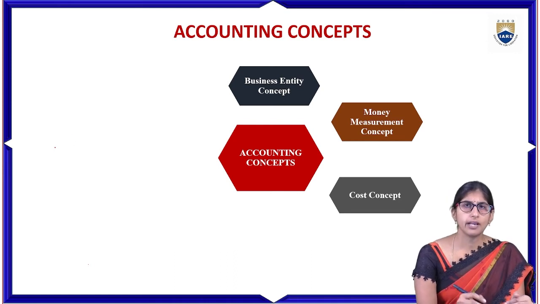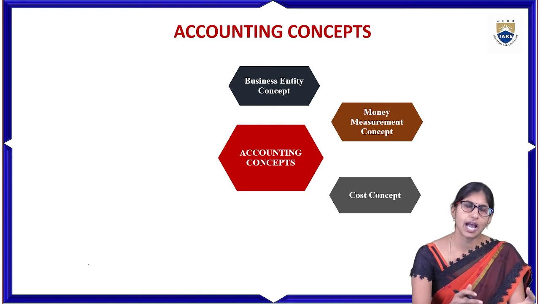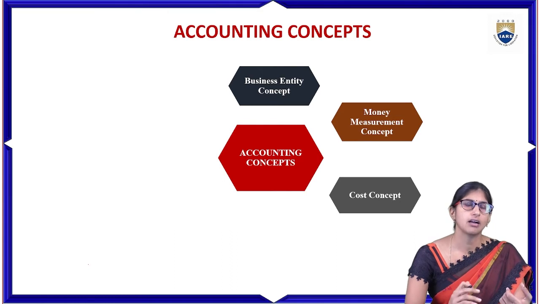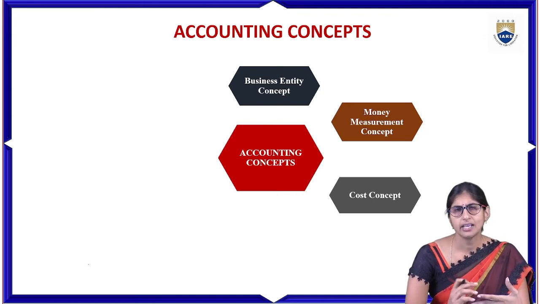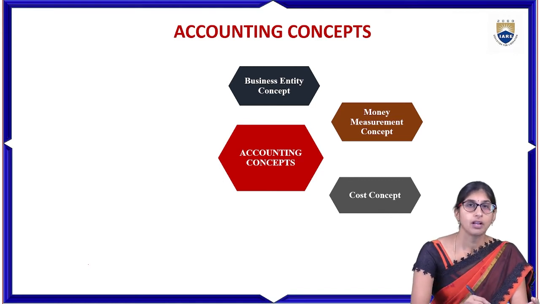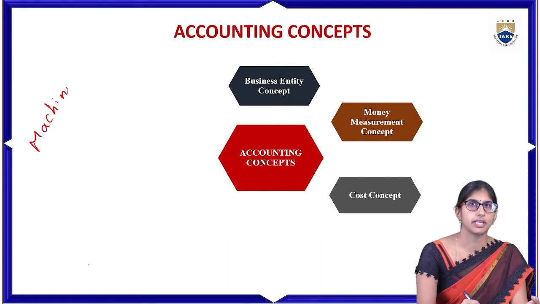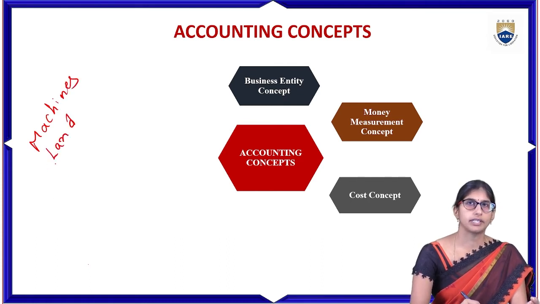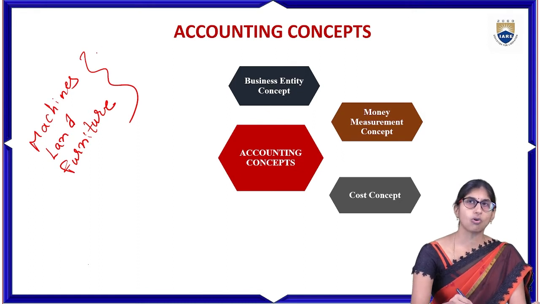So coming here, when an owner is going to invest something and he establishes a business, he needs some raw material, he needs some assets like furniture, he needs machinery, he needs some land. He needs so many things to start the business, right? At that moment, he is going to buy machines, land, or furniture for the business. These are the items which an owner is going to get into the business. So what is the cost of the machine? Let us take it as 10,000. And the cost of land, for example, 1 lakh. And furniture, let us take it as 5,000.